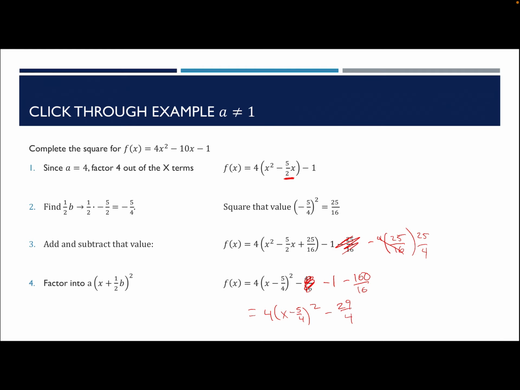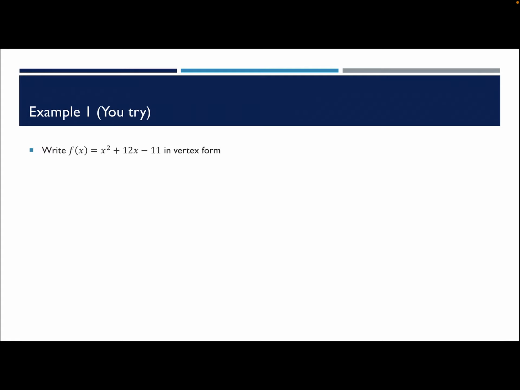So we're going to actually work some examples instead of just clicking through, starting now. We need to write x squared plus 12x minus 11 in vertex form. So the first thing we need to do is pull out a if we have it, and we don't. So the next thing we're going to do is take half of b, which is 12, that equals 6. And then we're going to square that, and so we get 6 squared equals 36.